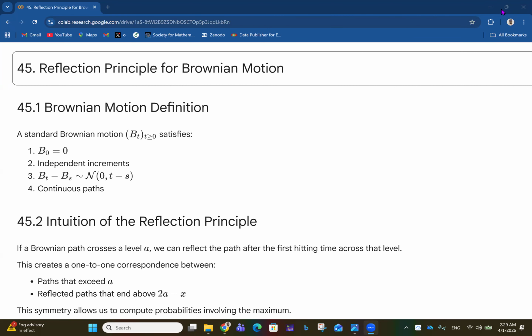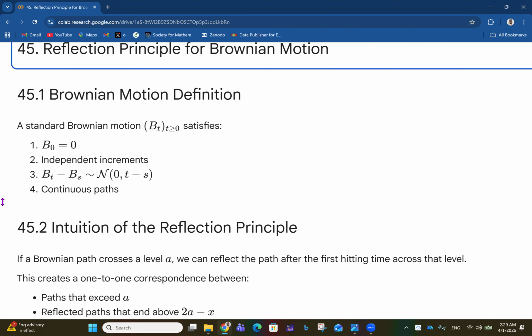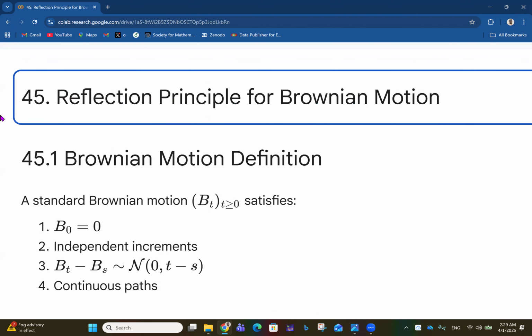Next, on Brownian motion, we're looking at the reflection principle for Brownian motion. This is the fourth video in the Brownian motion series. First of all, we have a quick refresher of the idea of Brownian motion.